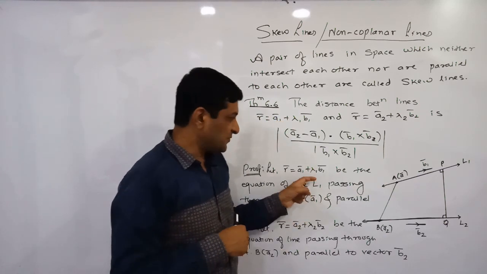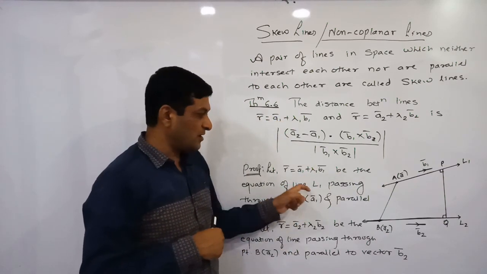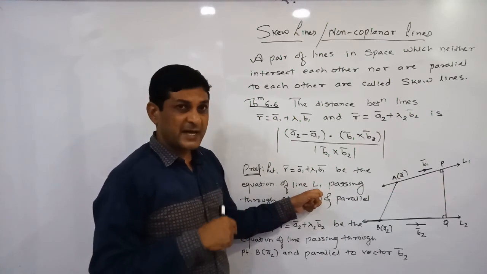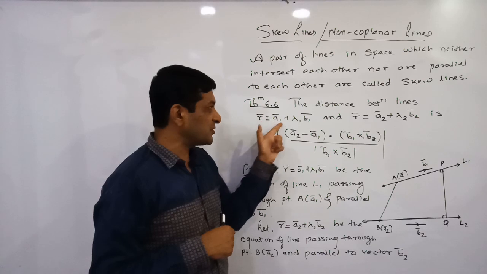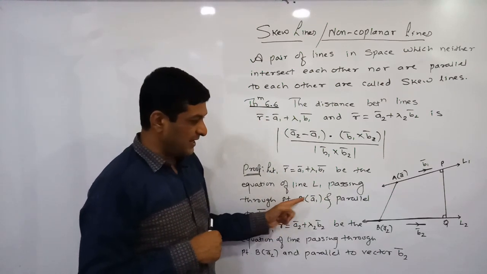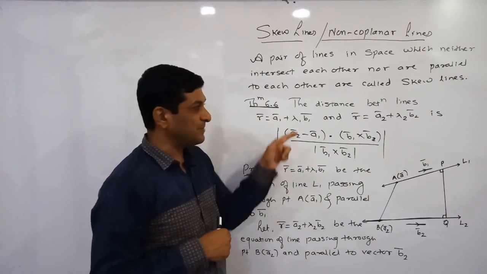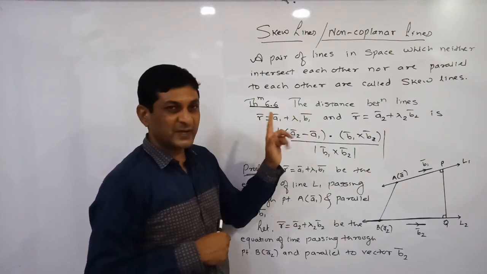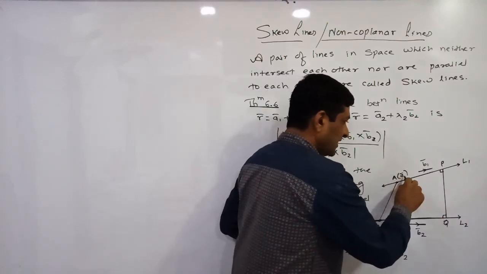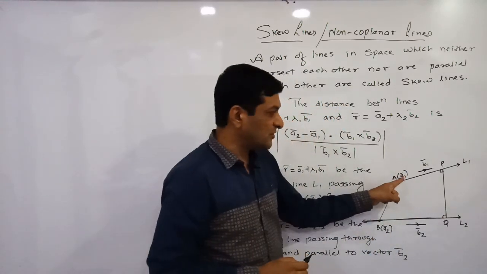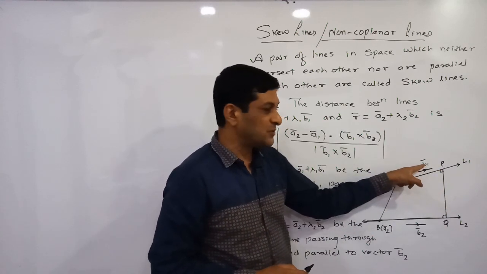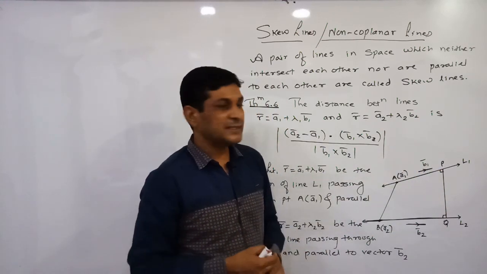So this first line we are denoting by L1, the equation of that line. Now this line passes through one point whose position vector is a1 bar. So we are supposing that the point is A, whose position vector is a1 bar, and this line is parallel to the vector b1 bar. Already all these things we have shown in the figure. So a1 bar is the position vector of point A, and this line is parallel to b1 bar. Now consider the second line.